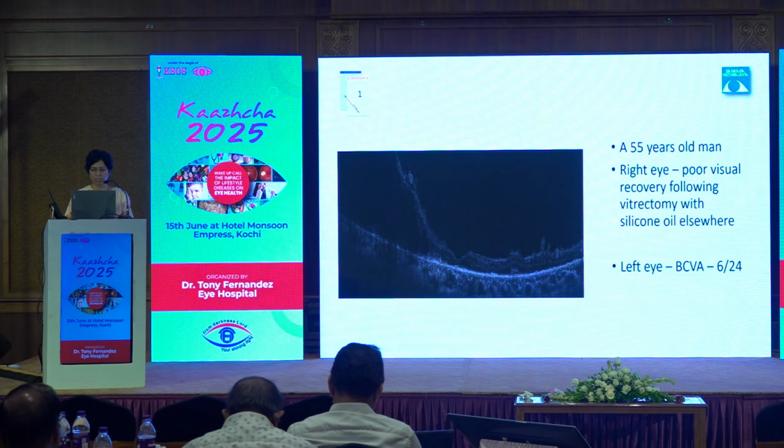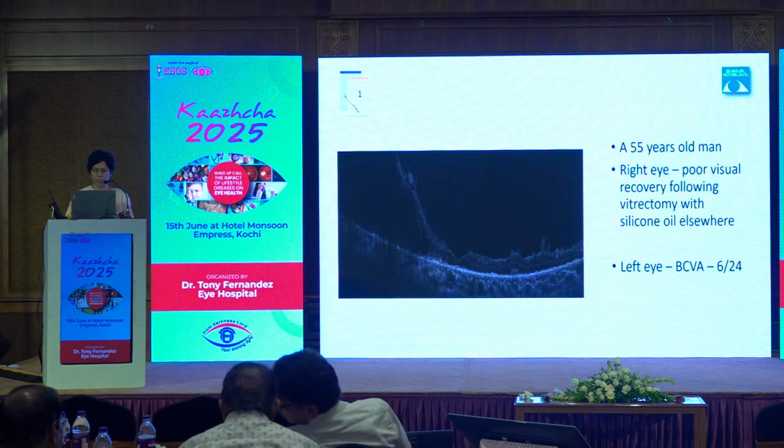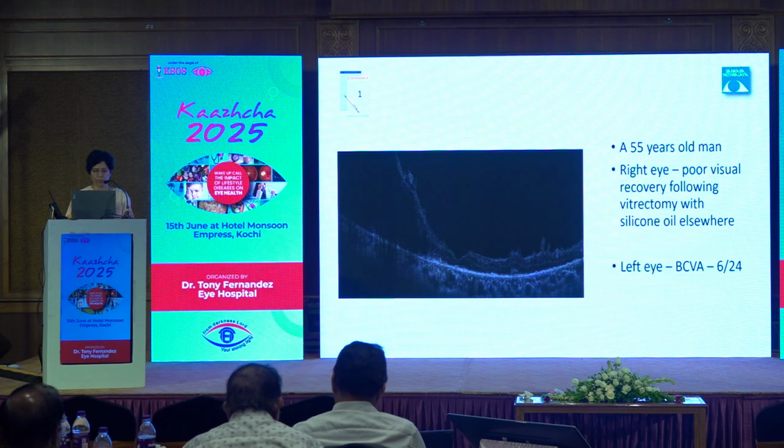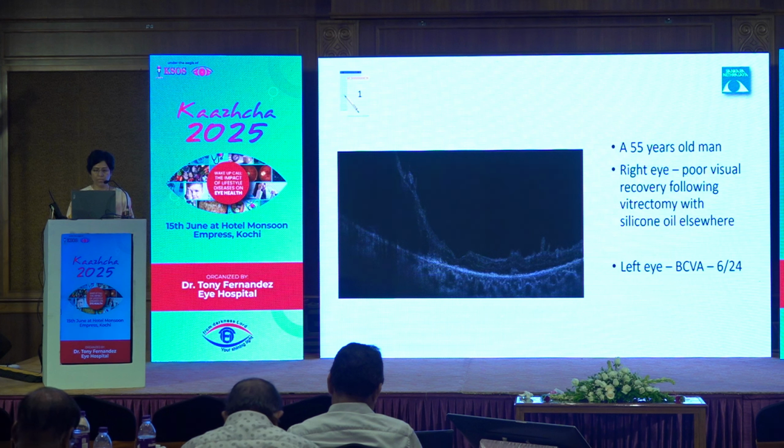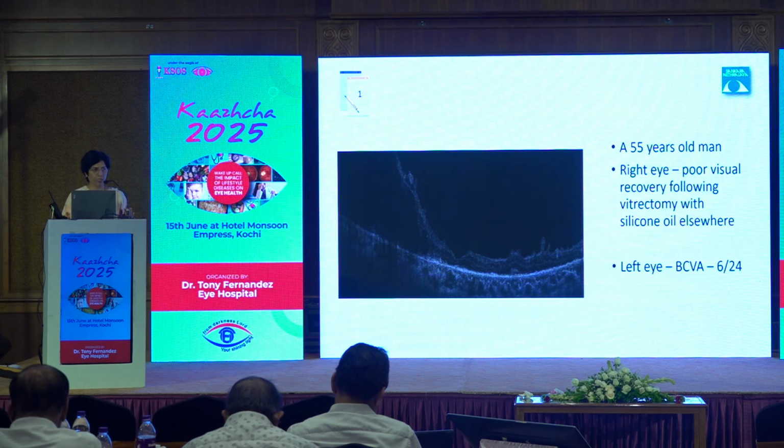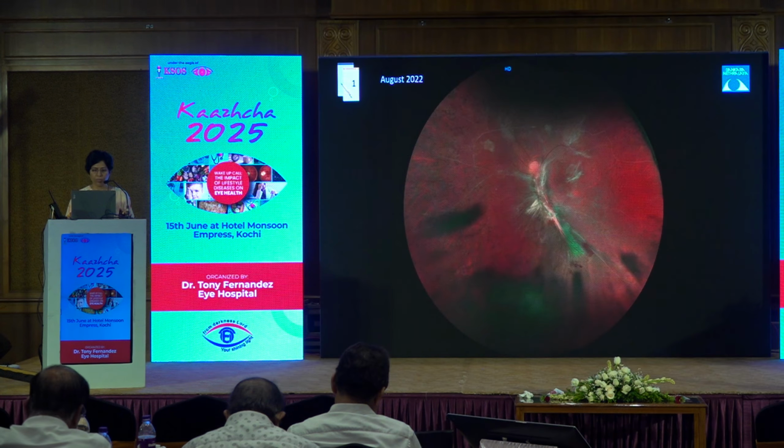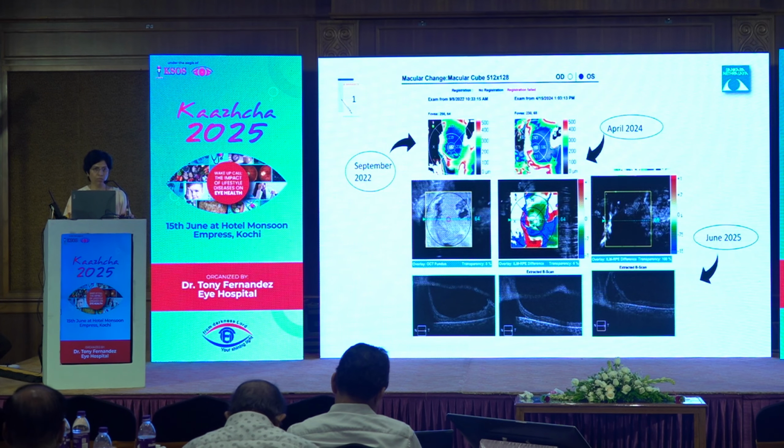This is a 55-year-old man. The right eye has already been lost, with an unfavorable outcome after vitrectomy and silicone oil surgery done elsewhere. Now this is the only eye the patient has. Vision is 6/24. You will feel, okay, let us help this patient, maybe do surgery in this eye. But wait, look at the patient again. This is the photo from August 2022, 3 years ago. The retina looks absolutely the same, with the fibrovascular polyp at the disc and the macula.